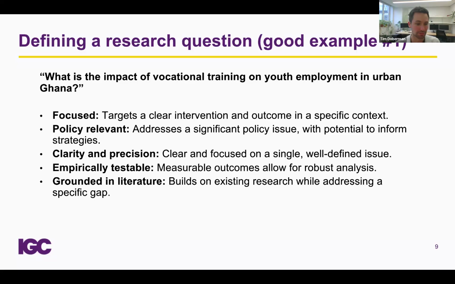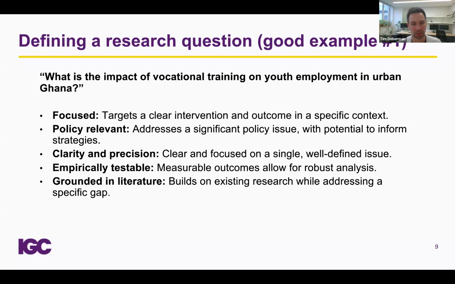And the value of this clarity and precision is that the answer to this question immediately is policy relevant. If we find that vocational training programs lower youth unemployment, then this is immediately some policy evidence we can use to have a discussion to perhaps inform policy in the future. And it therefore builds on an existing research literature and can perhaps boost our understanding of how these types of programs might have impacts in Ghana.